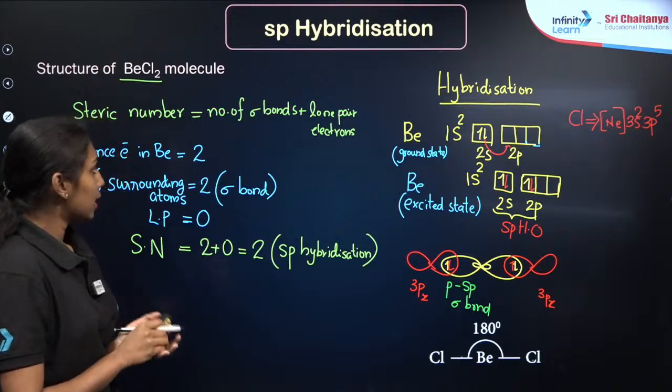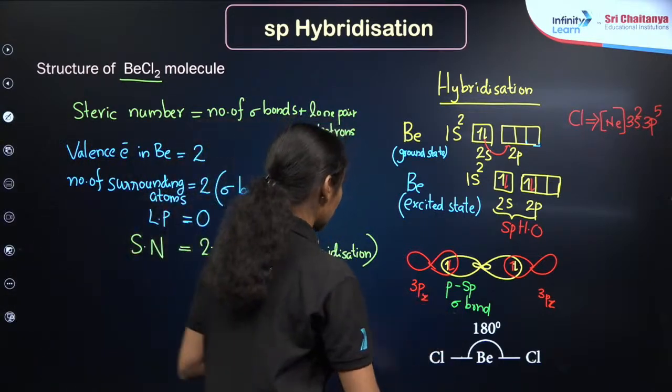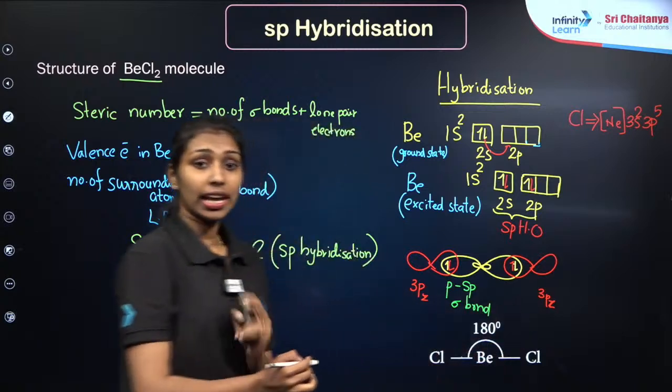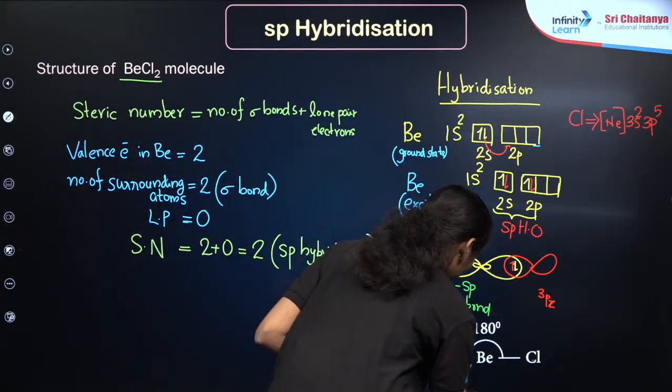Okay, fine. This is the structure of BeCl2 molecule according to the sp hybridization. You can say that bond angle is 180 degree and the shape or geometry is linear, right? Clear?